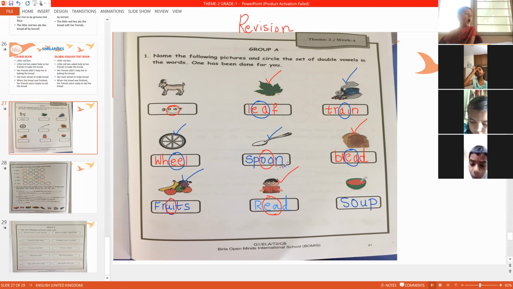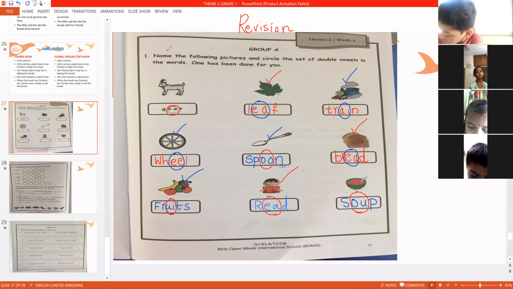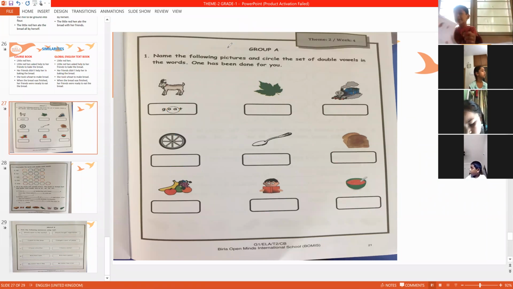Can you see any vowels? O and U, ma'am. O and U are vowels. So you can see two vowels here. So these are all double vowel words. Clear, children? Everyone understood what double vowel words are? Shall we go for the next page now? Okay, so we will go to the next one.